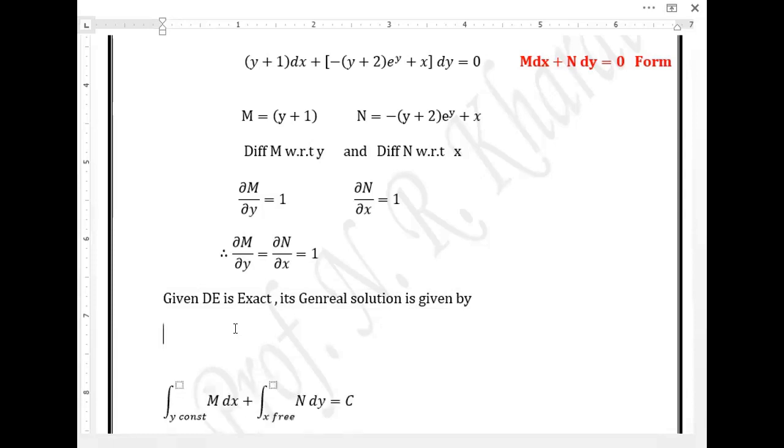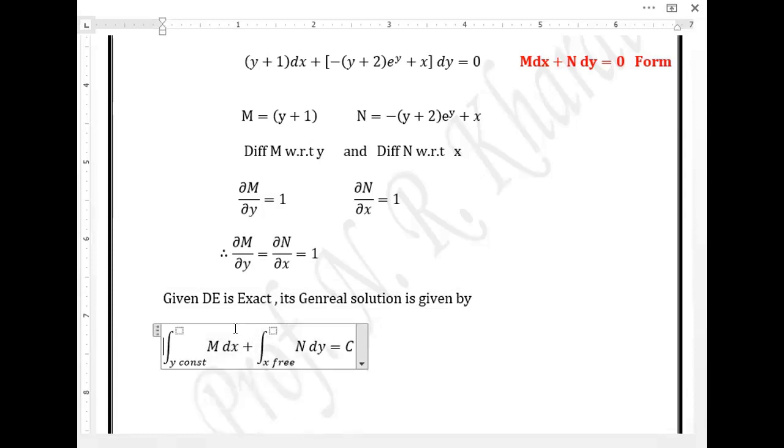So we can find the solution of such a differential equation by using rule number 1. Rule number 1 tells us we have to integrate M with respect to x, while keeping y as a constant. In the second integration, we have to remove the terms which contain x.